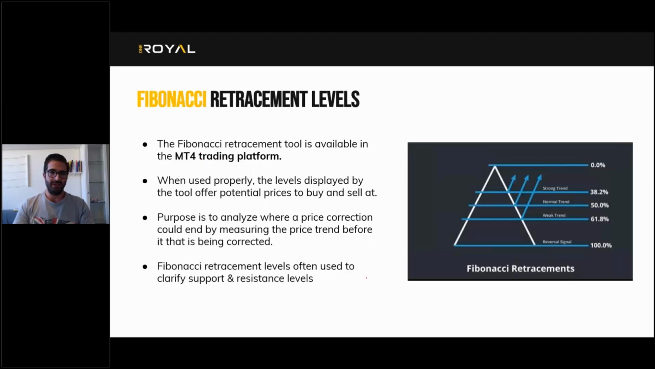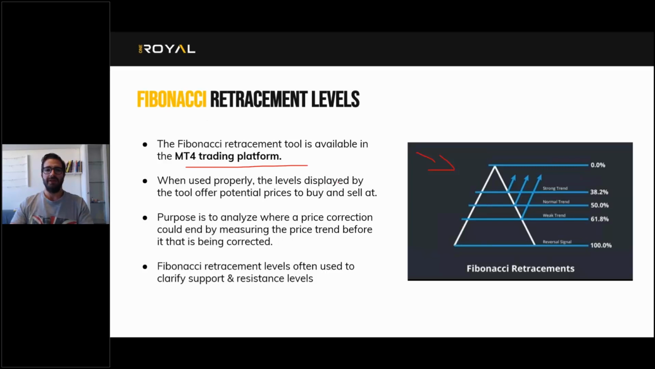What are Fibonacci retracement levels? The level 61.8 plus other levels, we will use in technical analysis to find support and resistance levels. With the Fibonacci retracement tool, the one you see on the right, you will see levels. This is the indicator, and you can find it in MT4. Everything is calculated automatically, so you don't need to calculate anything. You just plot it and you will get those levels.